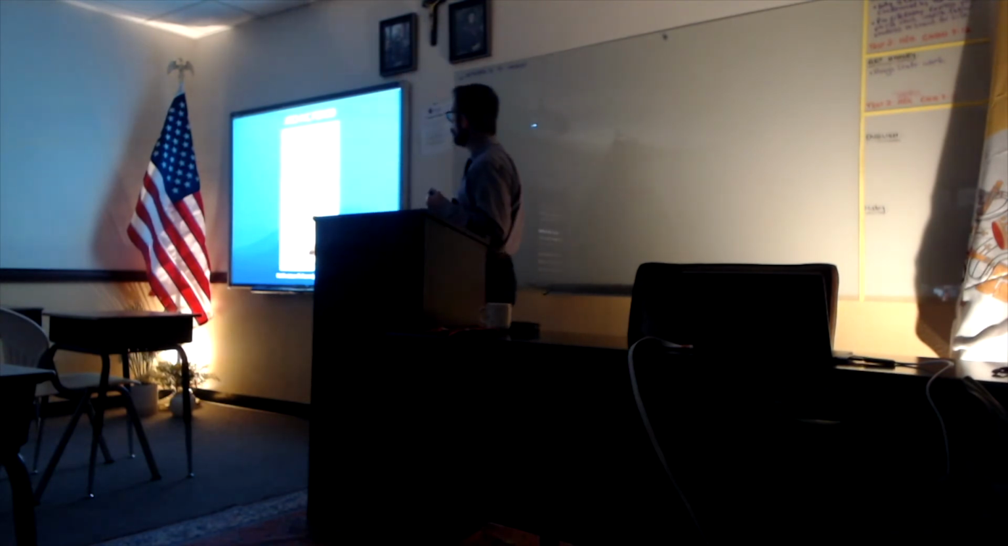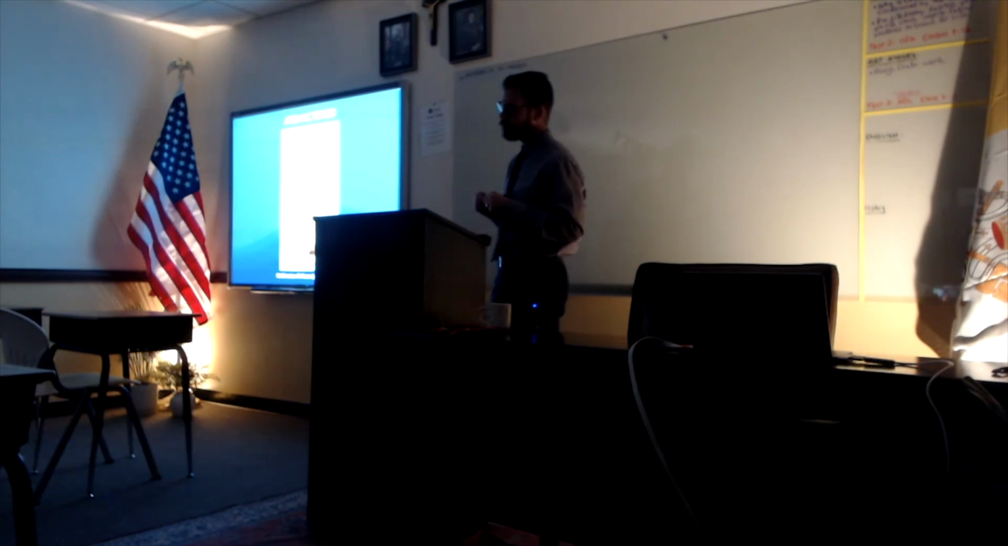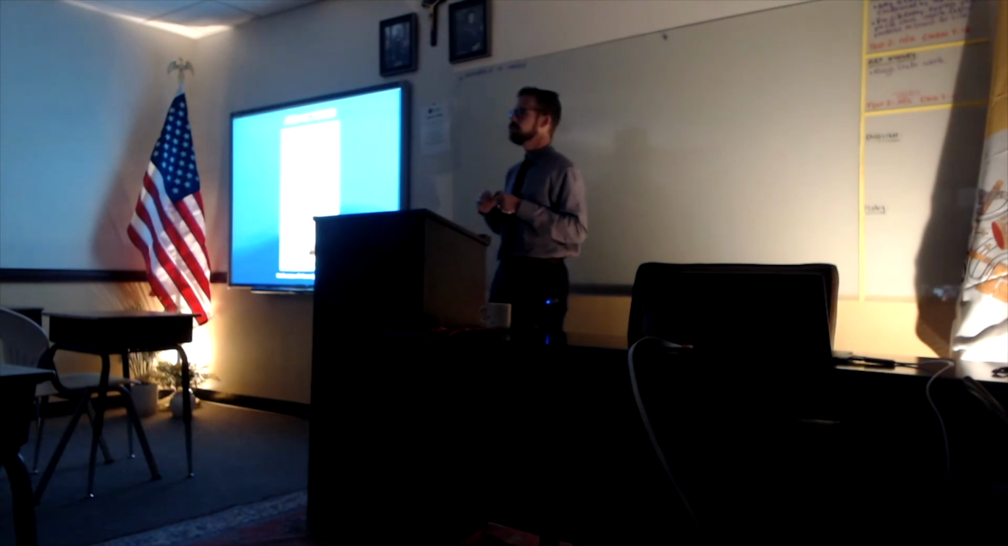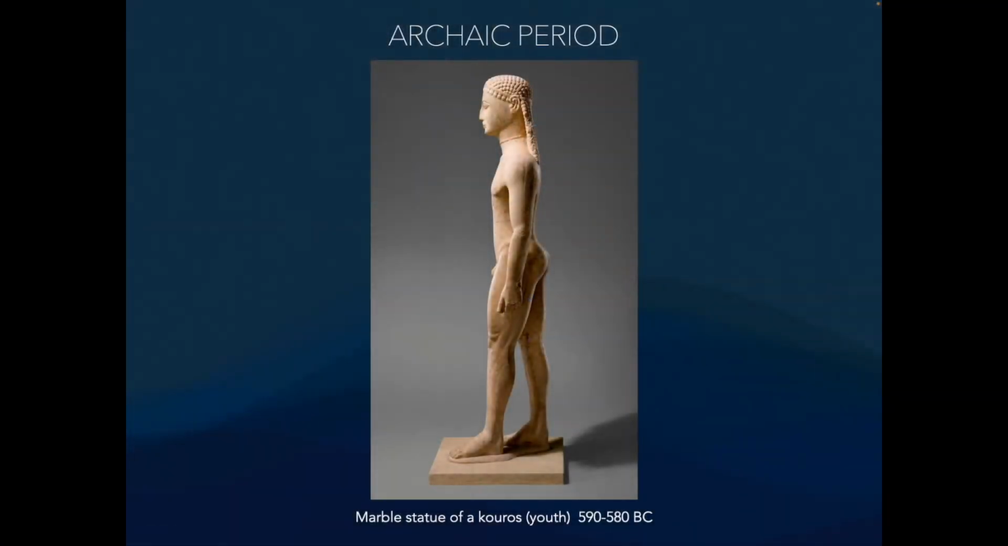Okay? So we start to see here these representations of these figures. They're doing representations of youths. We see Kouros is a statue. Kouros is a statue of a man or of a male youth, and Kouré is going to be that of a young woman. Okay? So Kouros and Kouré statues.